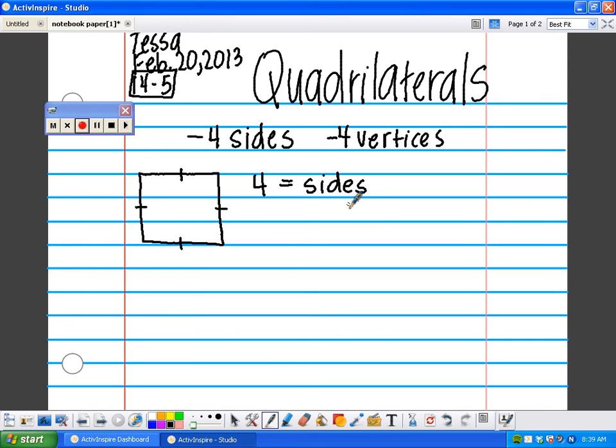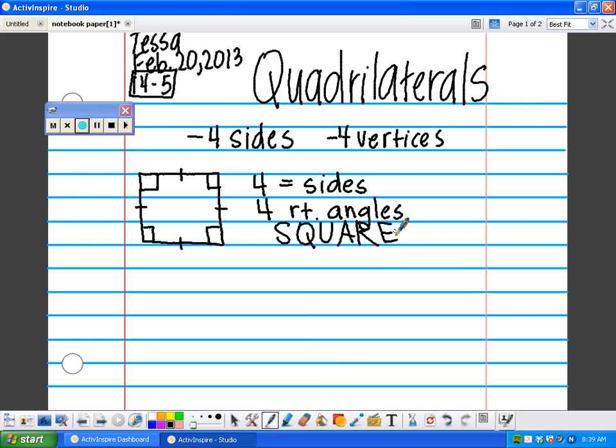What do you notice about these angles? 4 right angles. I can mark them. 4 equal sides, 4 right angles is called, what's this called? A square. Okay, this one is just our basic square.